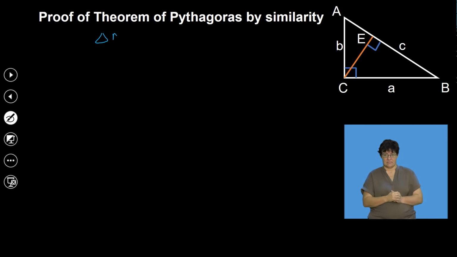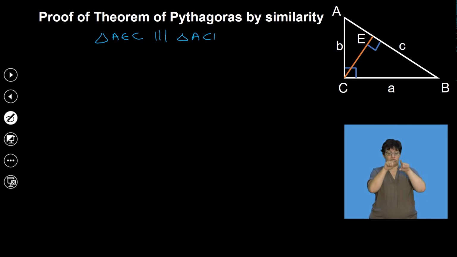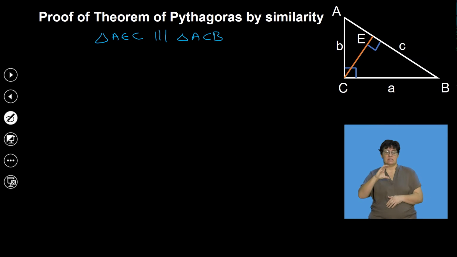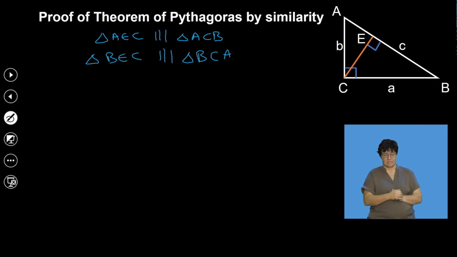So triangle AEC, we said it was similar to triangle ACB. And then the second one that we proved was BEC, which was similar to BCA. Triangle BEC, which was similar to triangle BCA. Good. Then we're going to use this to then show that the square of the longer side is equal to the sum of the other squares.